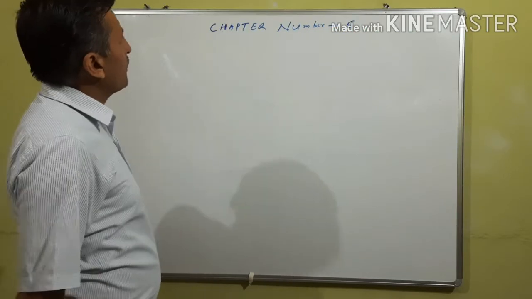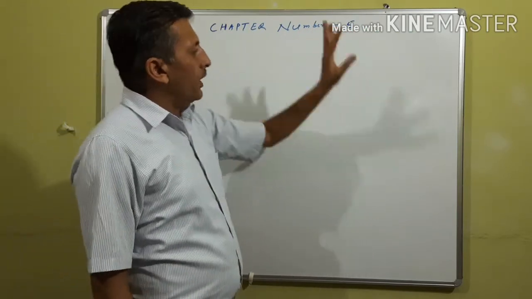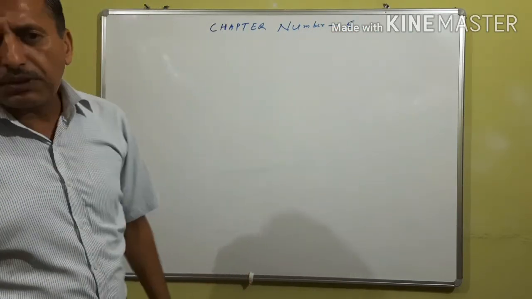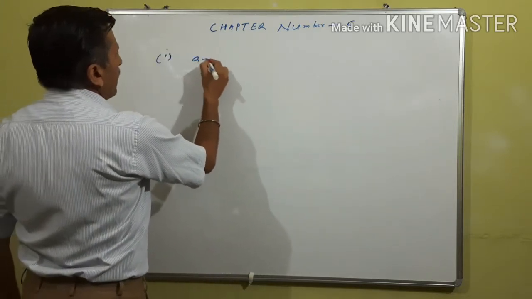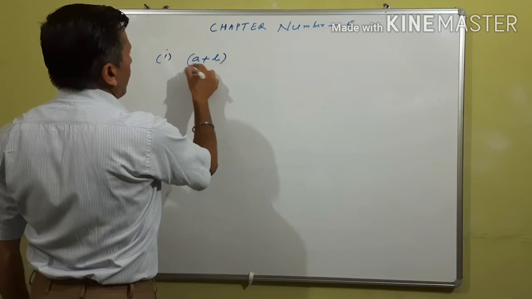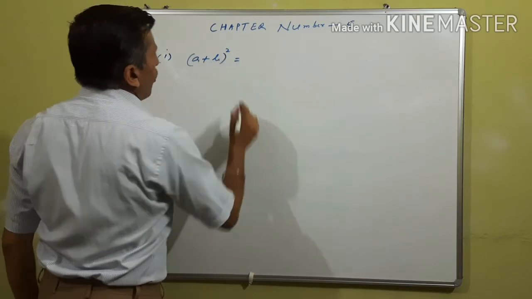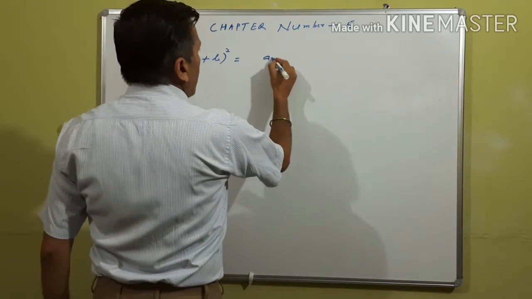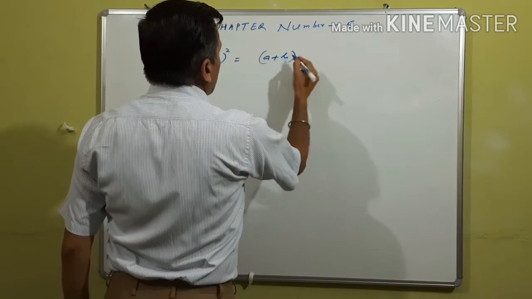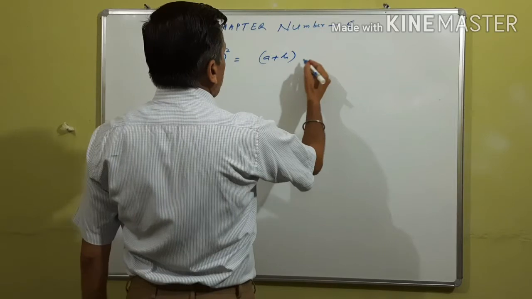Dear students, today once again I am going to start with chapter number 5, and today I want to discuss some known identities. Everyone knows this. First of all, I want to start with (a plus b) whole square. I think everyone knows this, but today I want to explain how its answer is equal to a square plus 2ab plus b square.